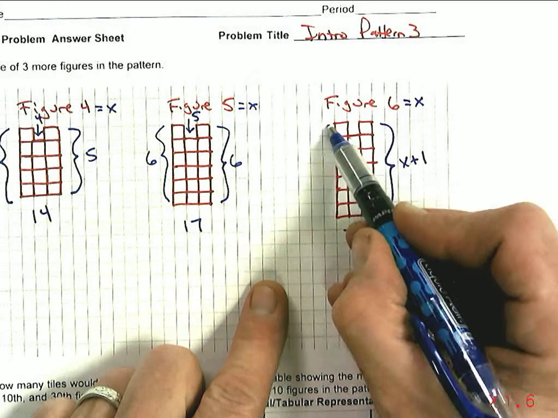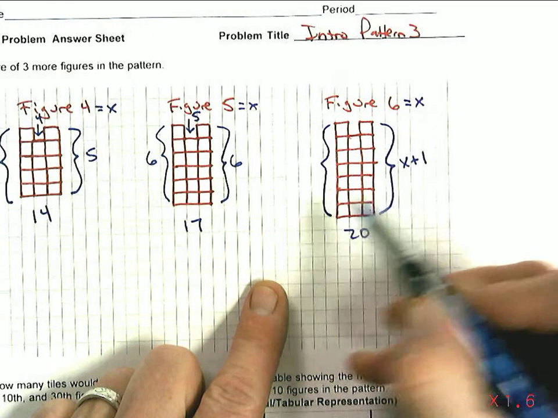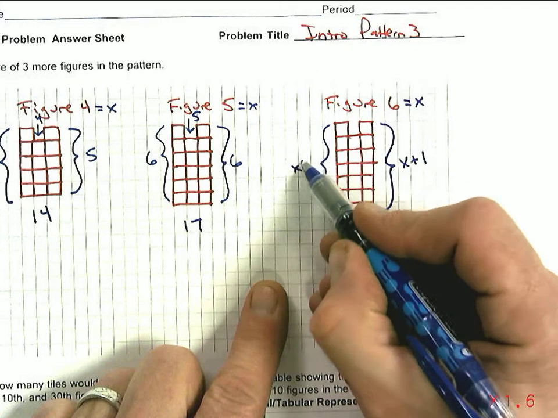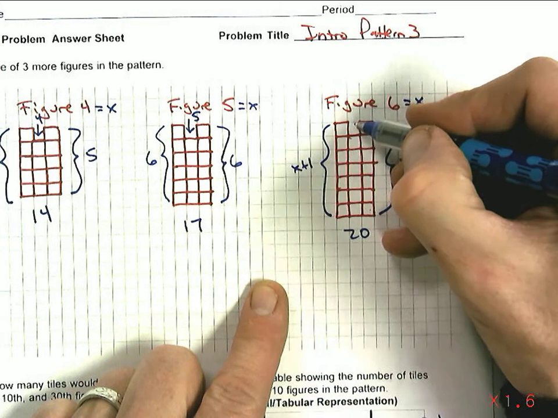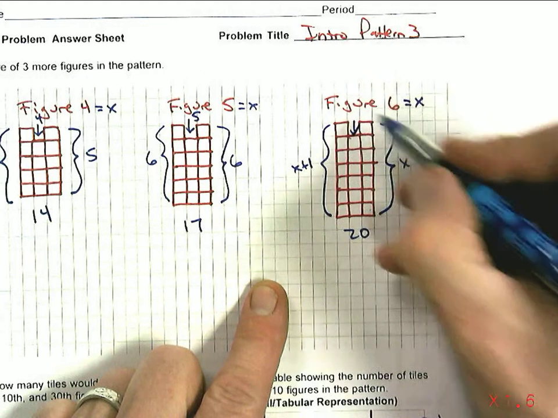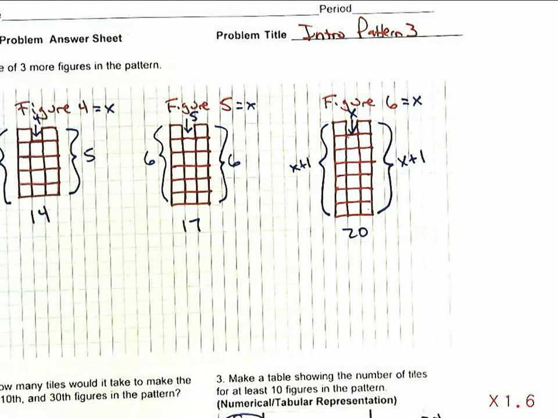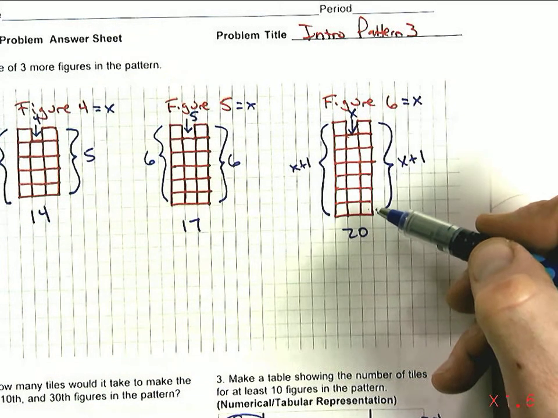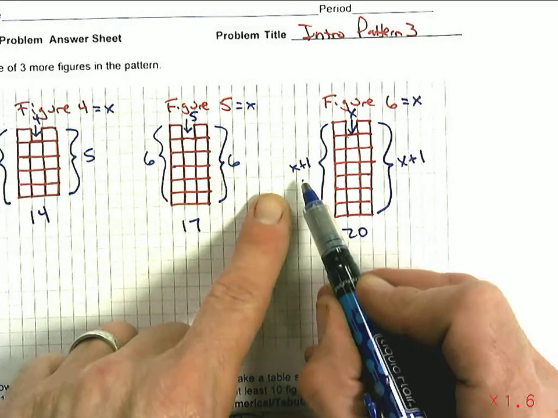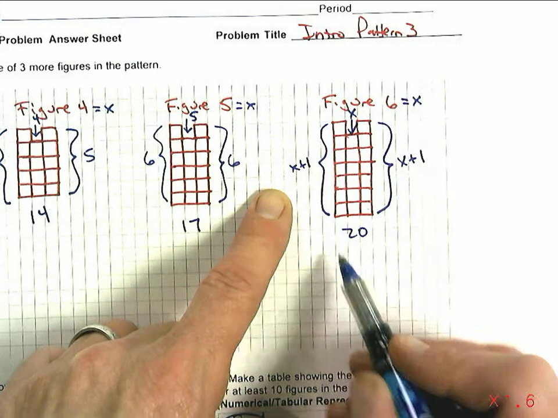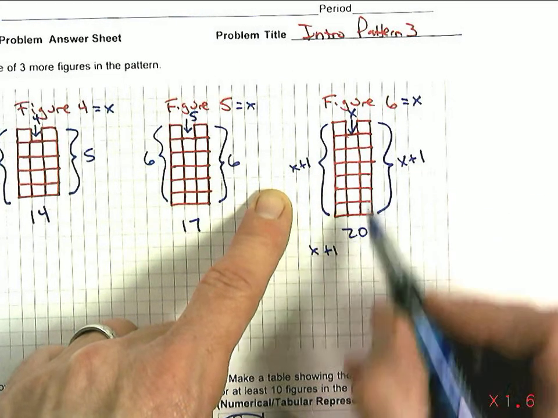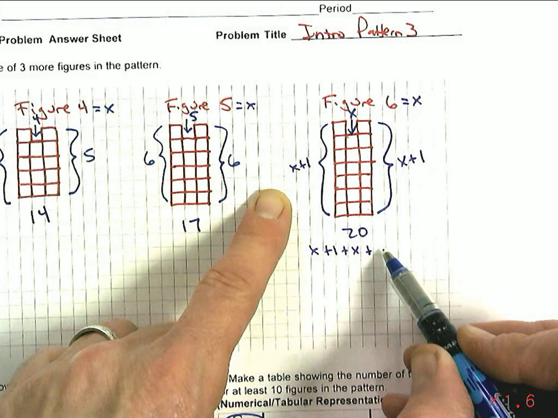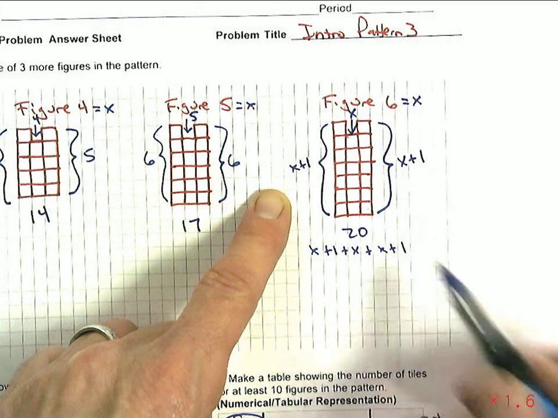If I look at this stack, it's the same as that one. It's one more than the figure number, so x plus 1. And if I look at this center stack, which is 6, it's equal to x. And so really this is the context of the equation that we're going to come up with, because the context of this is you have a stack of x plus 1 plus a stack of x in the middle plus another stack of x plus 1 on the outside.